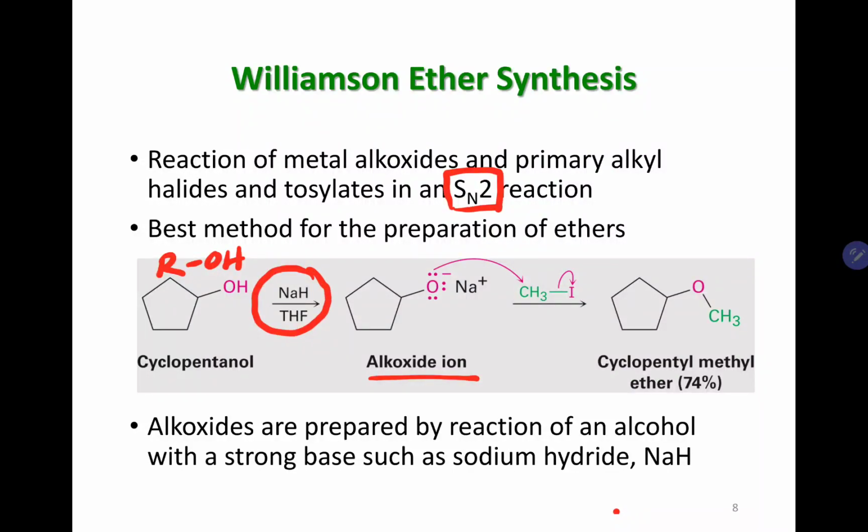Once you have the alkoxide ion, you will use a primary alkyl halide, and then you will generate the ether you want. That is how you do it. Let's take another example.